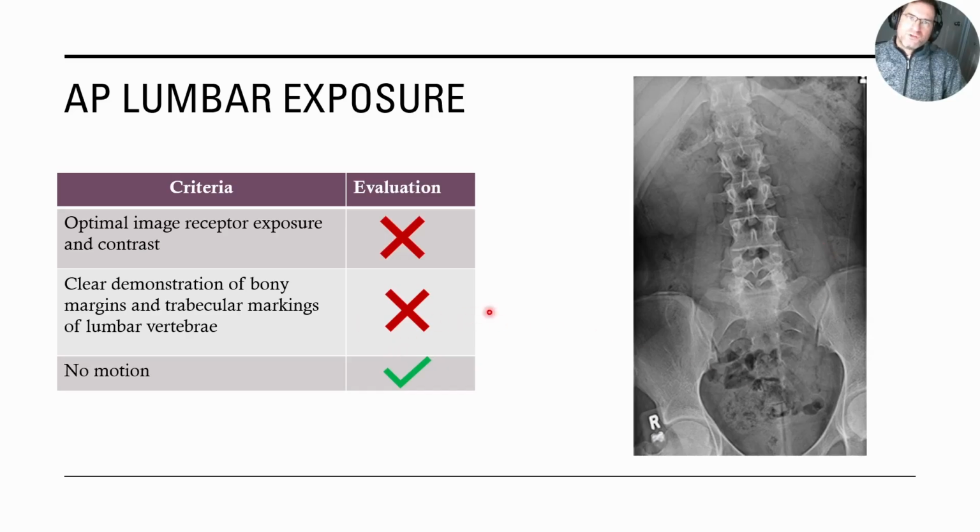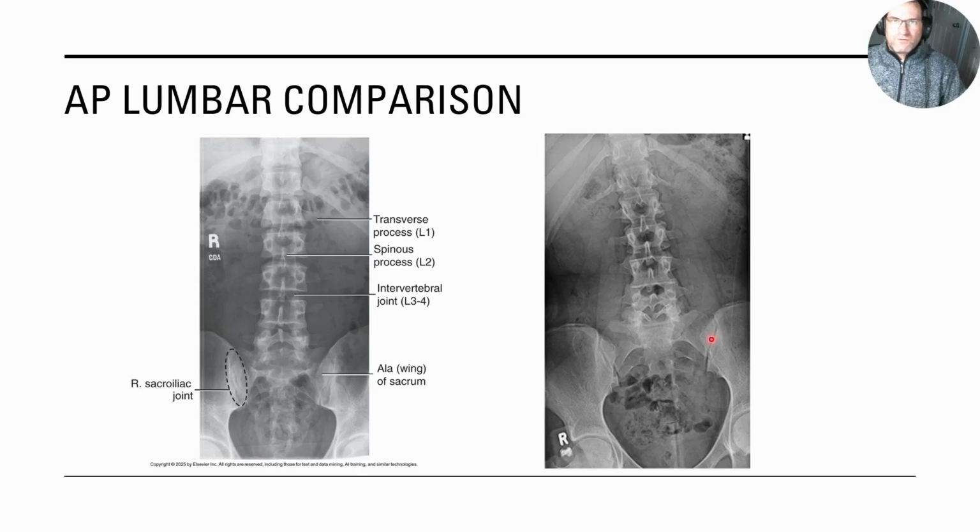The trabecular markings in here, you'll see when we do the comparison, could have been a lot better, and it doesn't have any motion. We have all the anatomy that we can see. We can see our T12 all the way down to our S1, S2 region, our SI joints, and our intervertebral spaces, along with the spinous process.